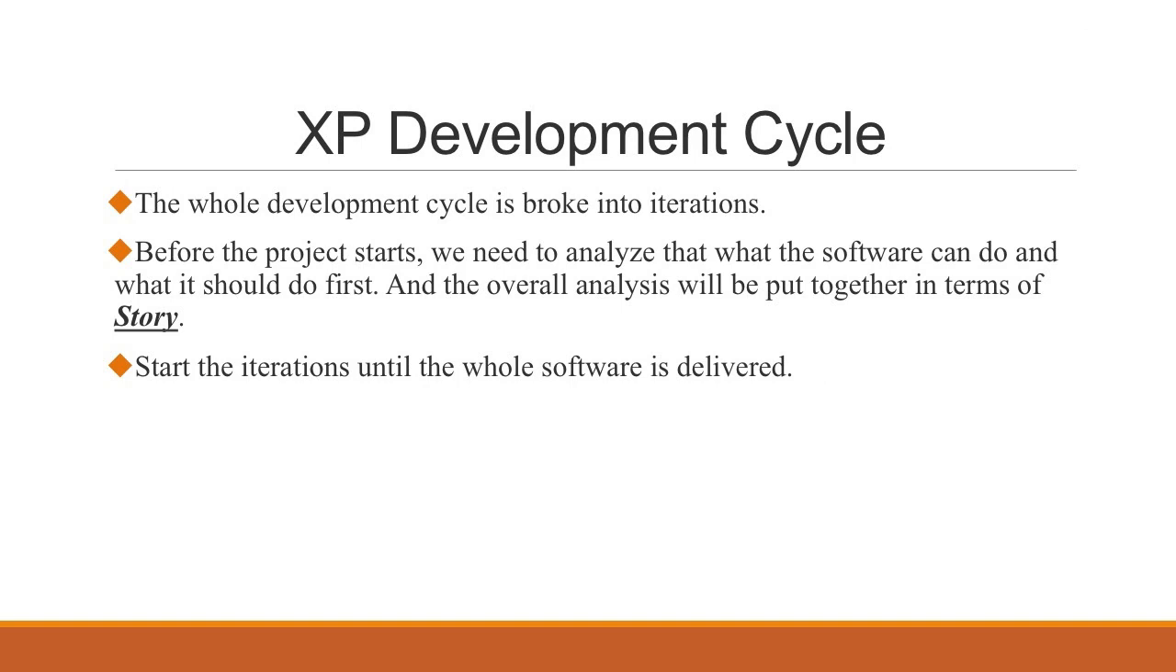Now we will explain the extreme programming development cycle. The whole development cycle is broken into iterations. Before the project starts, we need to analyze what the software can do and what it should do first. The overall analysis will be put together in terms of stories. And then we will start the iterations until the whole software is delivered.